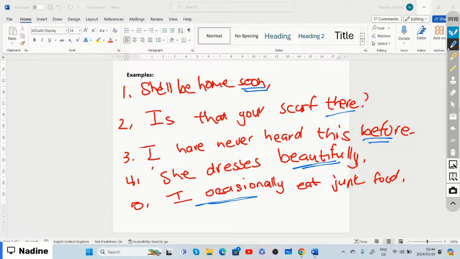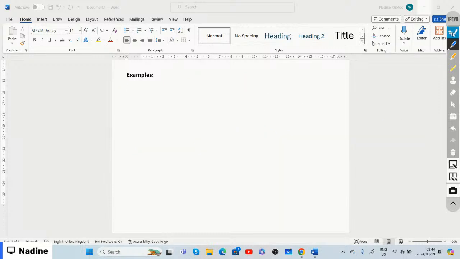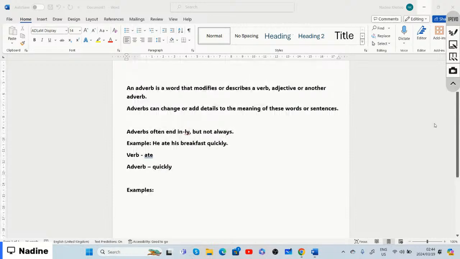All right. So basically, that is adverbs. We said an adverb is a word that modifies or describes a verb, an adjective, or another adverb. Adverbs can also change or add details to the meaning of these words or sentences. And adverbs often end in ly, but not always, right? Adverbs that end in ly are adverbs of manner, and that is adverbs that tell us how. So adverbs end in ly, but not always. For example, he ate his breakfast quickly.